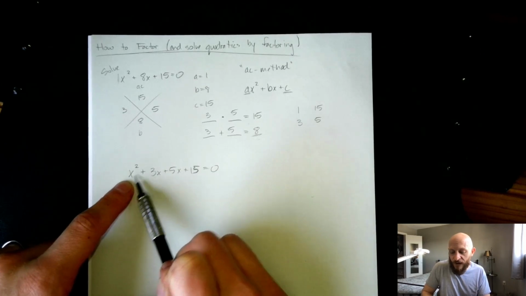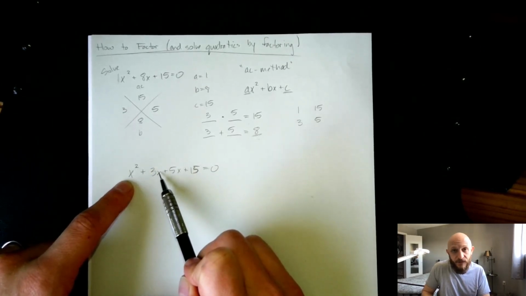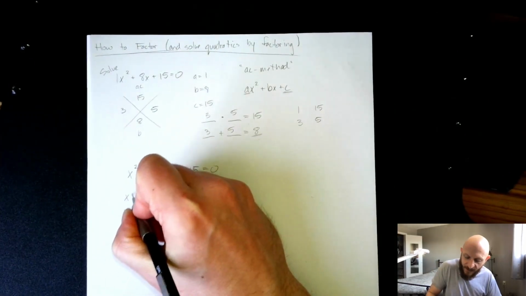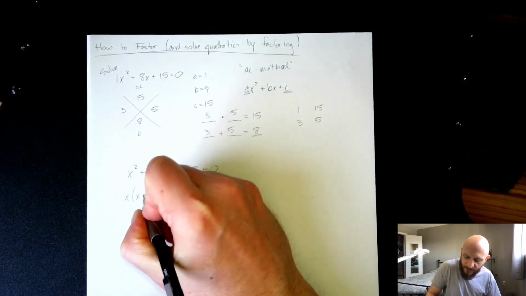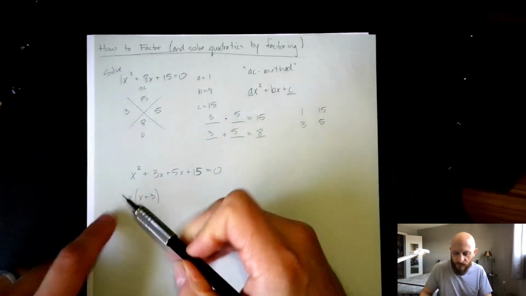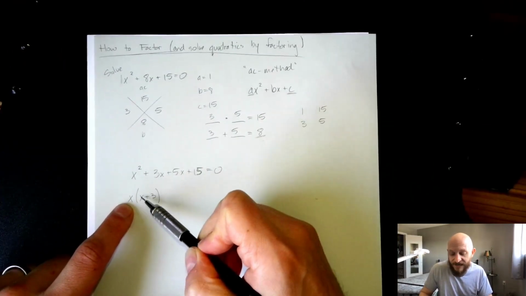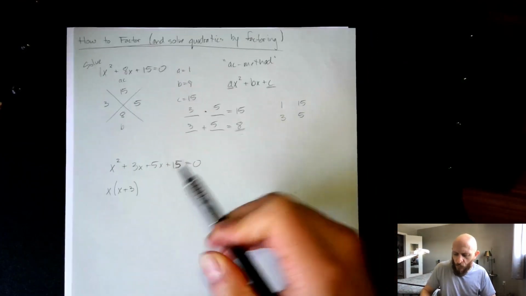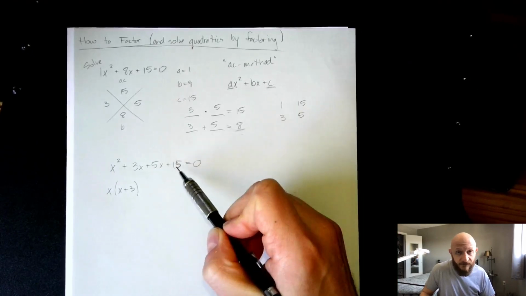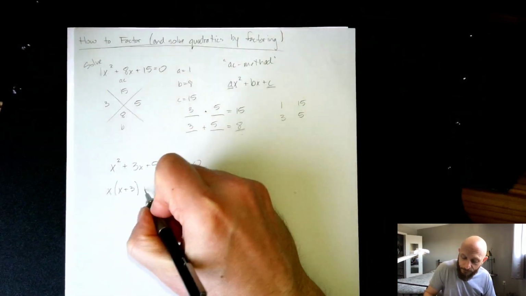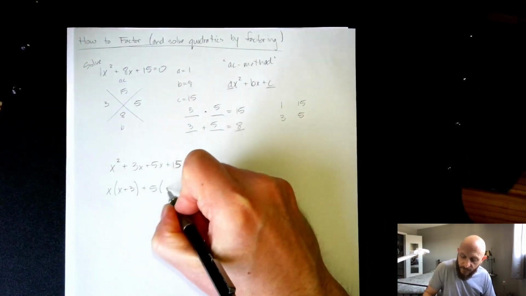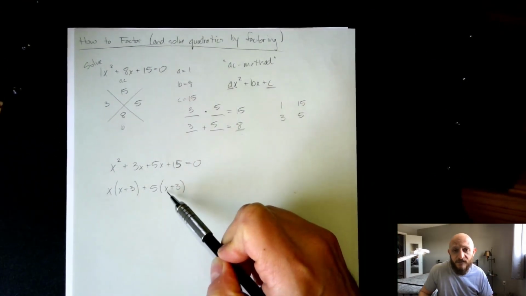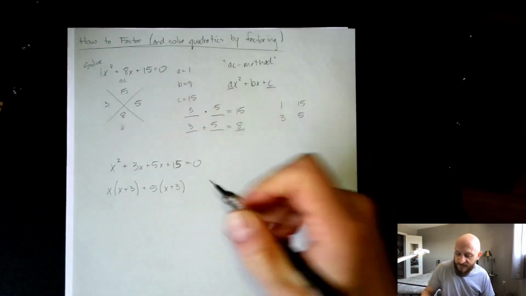So what can I factor out of x squared and 3x? The only common factor they share is x. So when I divide through by x, I would have x times x plus 3, right? If I distribute this x back in, then I get x squared plus 3x, which is exactly what I have written here. What can I factor out of 5x and 15 is 5. So plus 5 times x plus 3. If I distribute 5 back in, 5 times x is 5x, 5 times 3 is 15.